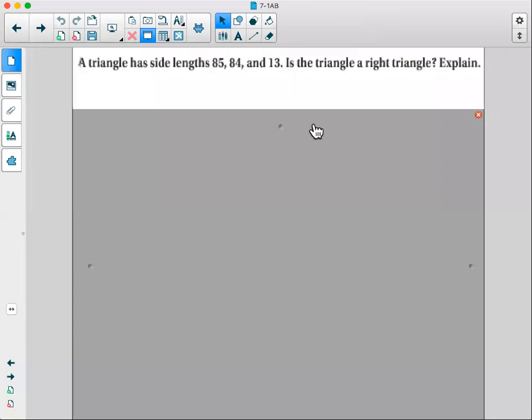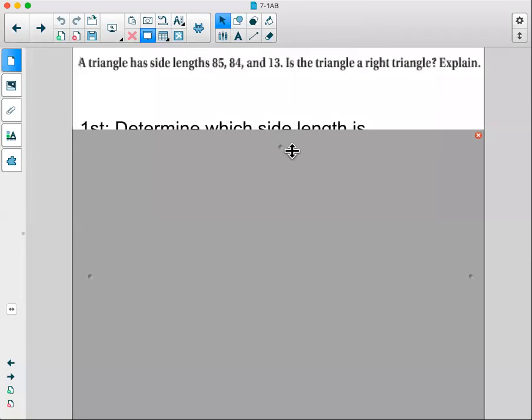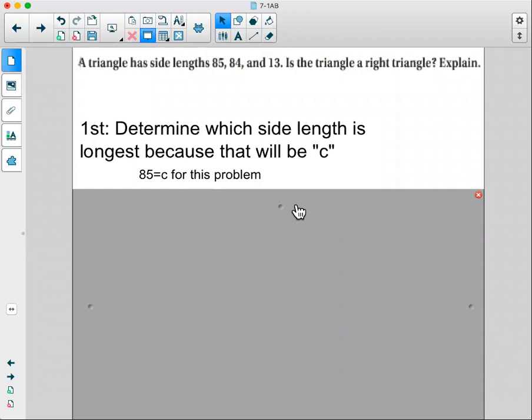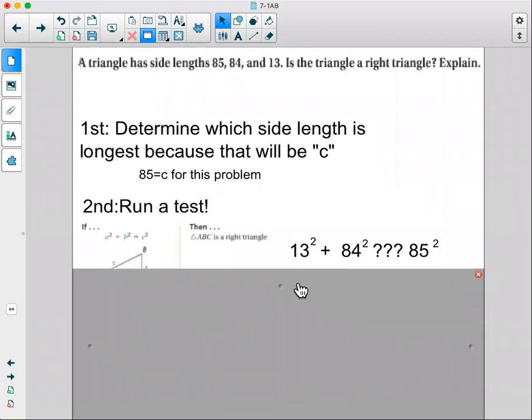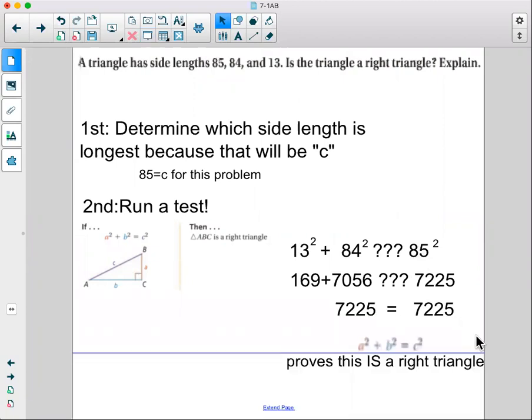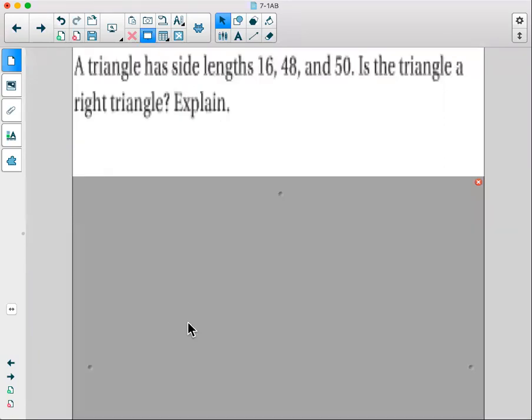The very first step when you're trying to use the converse Pythagorean theorem is to determine which side would be c. C would always be the longest, and in this case, c would be 85. The next thing we do is run a test. We put in our numbers, the two smaller guys squared, and add them together, and compare to the longer guy squared. In this case, they're equal. And so the pattern a squared plus b squared equals c squared is shown, and that proves we've got a right triangle. So practice with this problem and see what you think, and then press play for the solution.